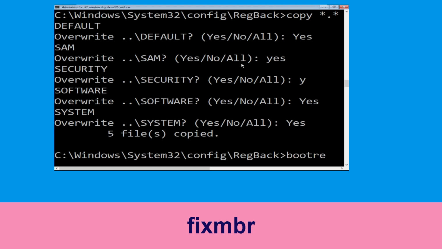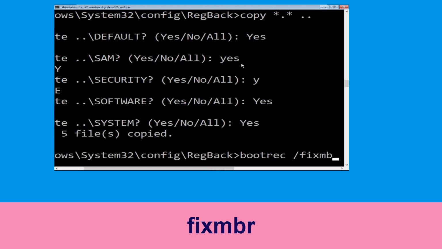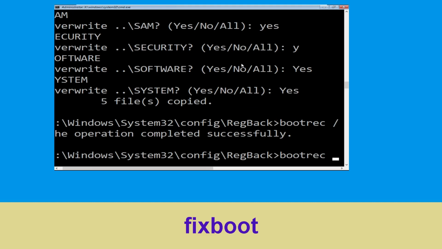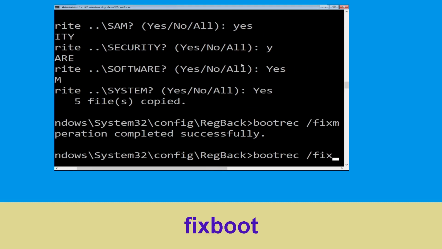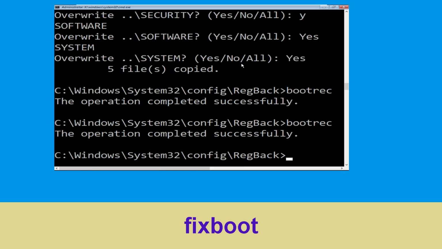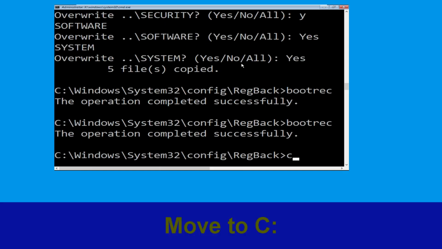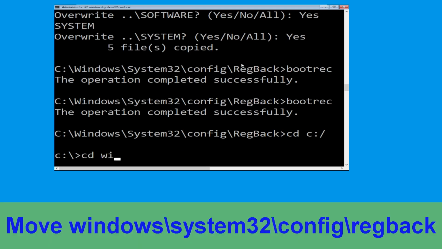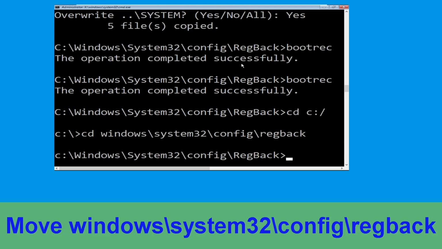Now type bootrec space /fixmbr and simply hit enter. Now type bootrec space /fixboot and hit enter to execute. Now type in cd space c colon / and simply hit enter to execute the command. Now type this command, cd space windows /system32 /config /regback and simply hit enter to execute the command.